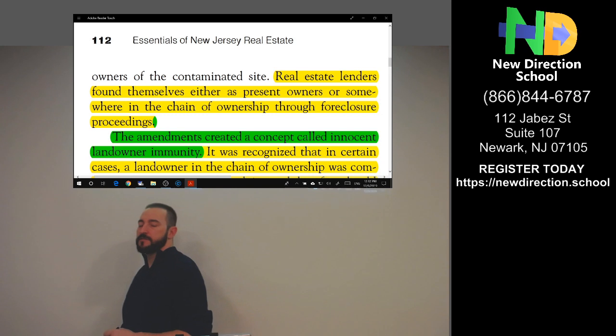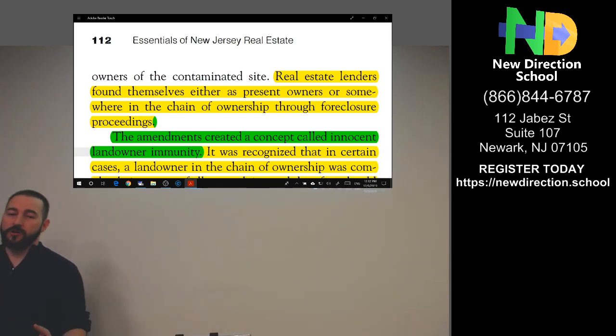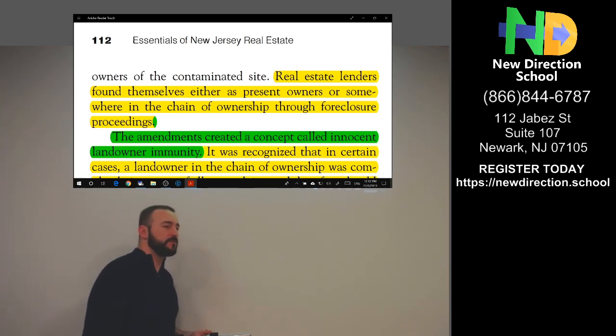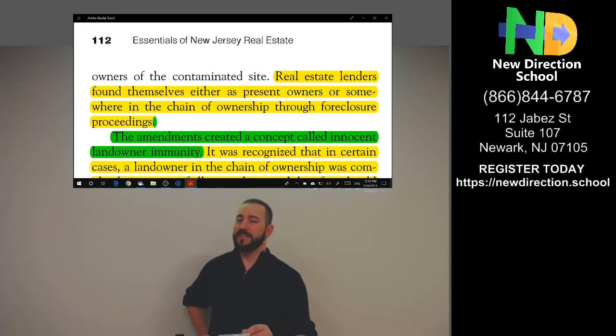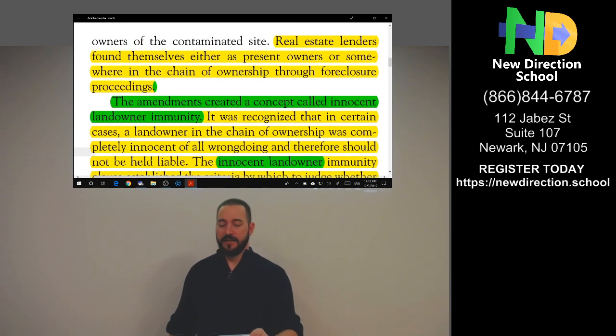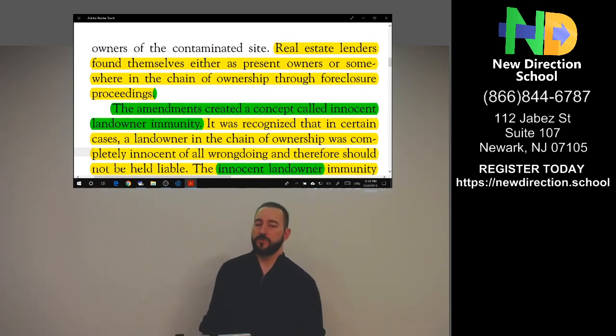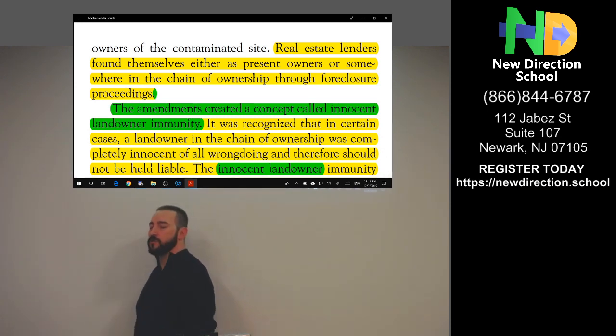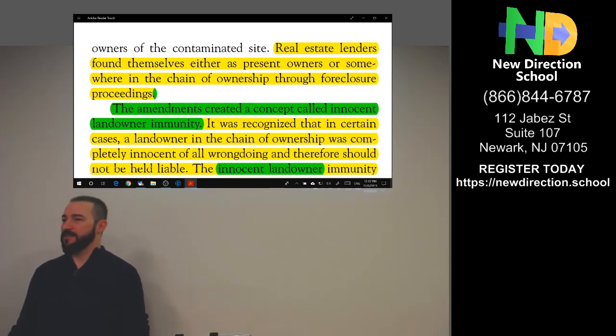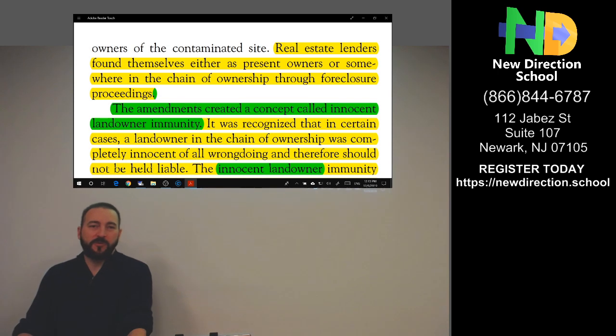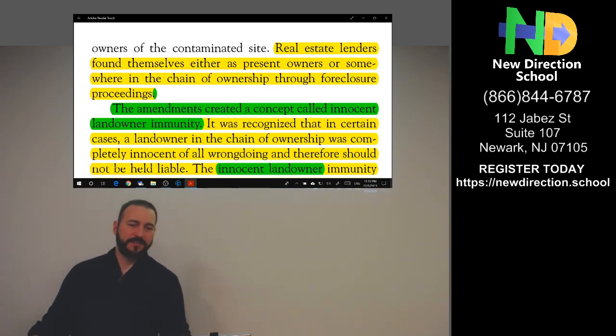The amendment created also a concept called innocent landowner immunity. It was recognized that in certain cases, a landowner in the chain of ownership was completely innocent of all wrongdoing and therefore should not be held liable. It took 6 years for them to realize, wait a minute, these people are paying for something they didn't do. Right? 6 years. They must have gotten sued so many times, right?